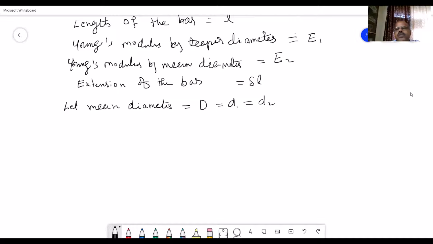Now we have to calculate E1 as well as E2. We know the formula of extension for a taper rod. Delta L we know that is equal to 4PL divided by pi E D1 D2. This formula we are knowing. So in case 1, we will consider taper diameter.